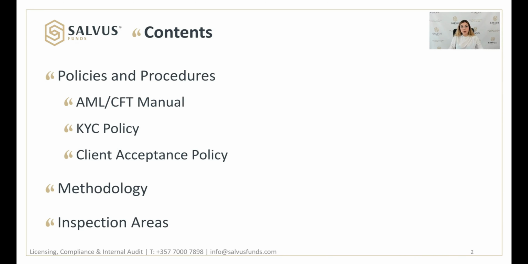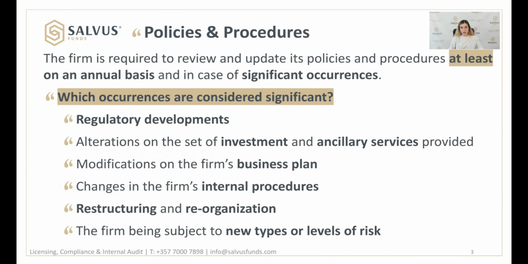Here's a quick overview of what we will be covering in this session. We will start with the policies and procedures, including the AML CFT manual, the KYC policy, and the client acceptance policy, foundational documents that guide your compliance framework. Next, we will delve into the methodology behind AML inspections and walk through the key inspection areas that firms should be prepared to address. This will help you understand not just what's being looked at, but why it matters and how to stay one step ahead. Let's get started.